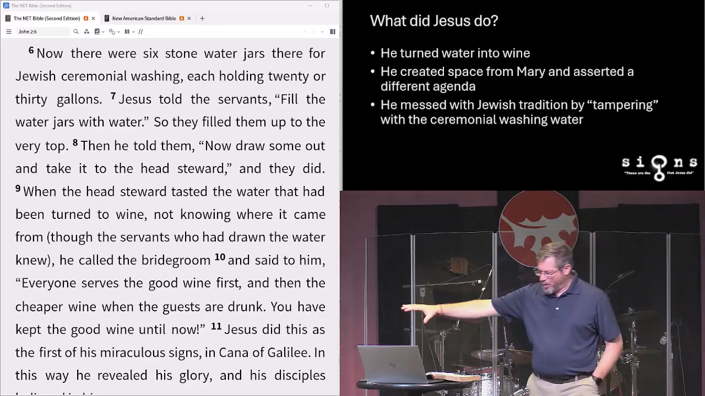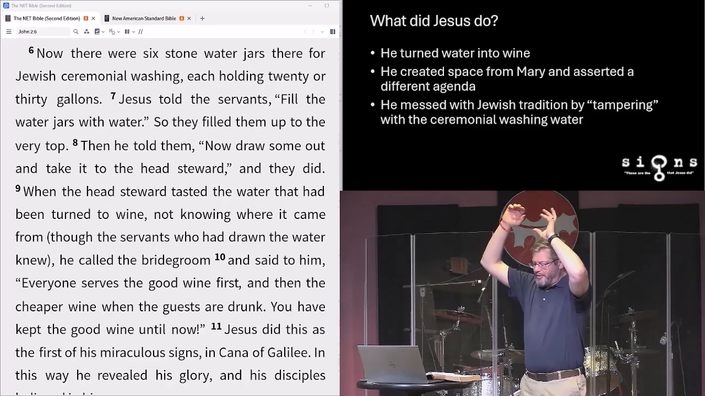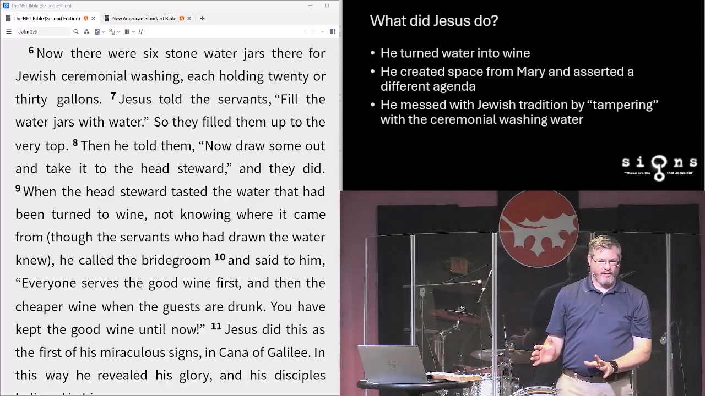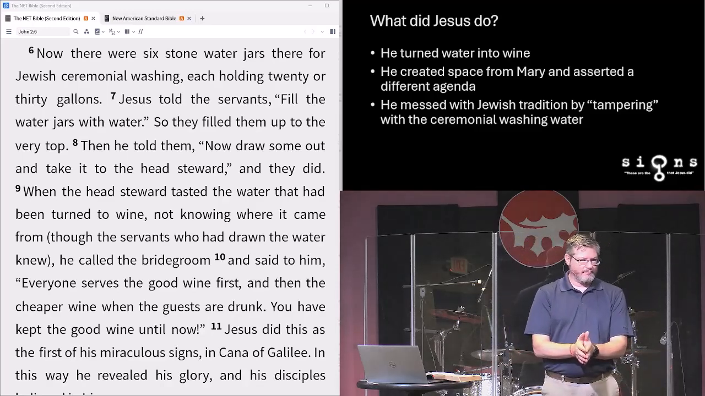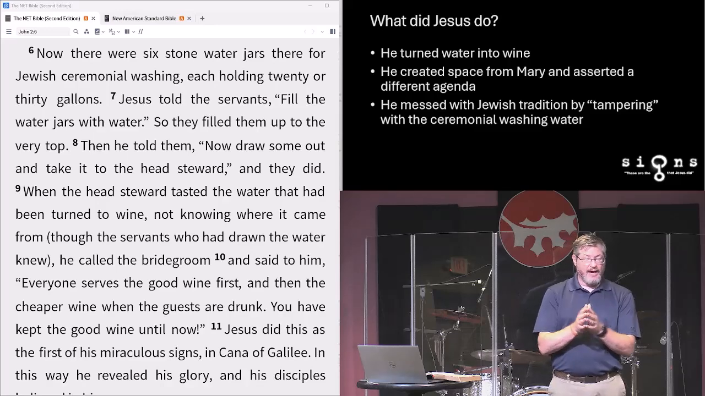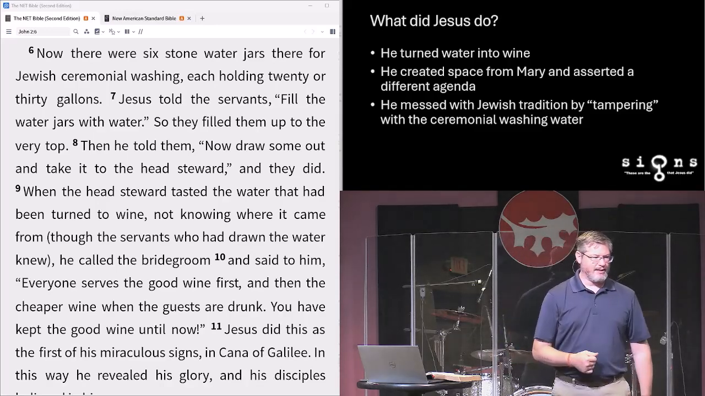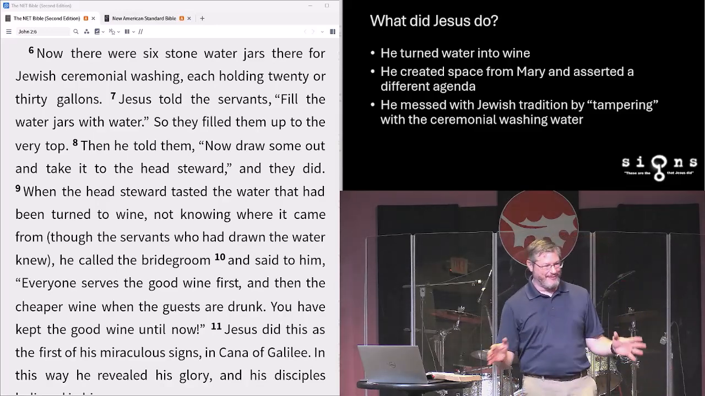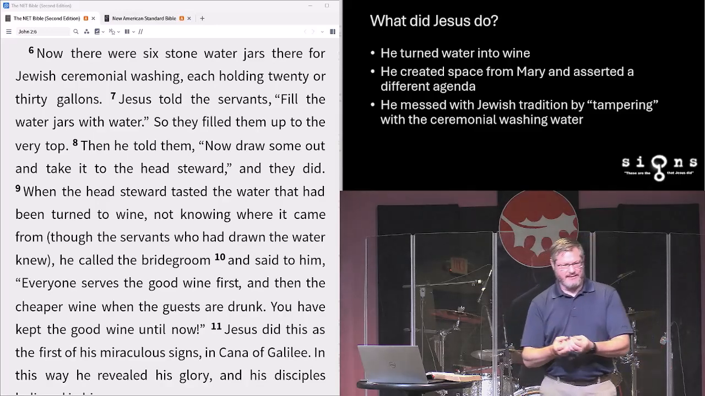There are these six water pots out there that have one purpose. They're not meant for anything else. And he messed with Jewish tradition. He tampered with the ceremonial cleansing water. Actually, what's funny is that by making it into alcohol, it became a better sanitizer than the water that was. But this was ritual cleansing, not actual physical cleansing, right? But he messed with the system.